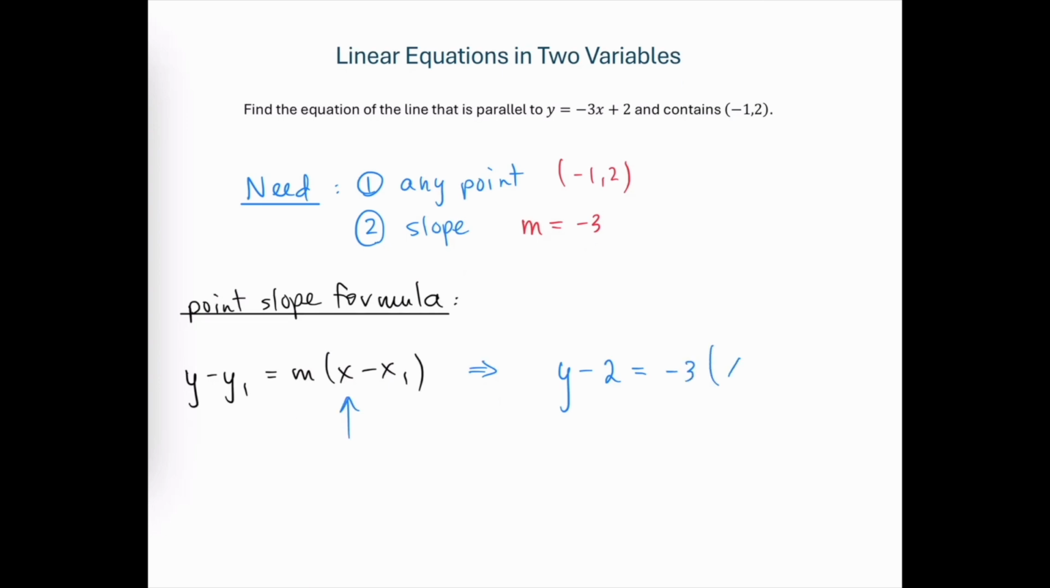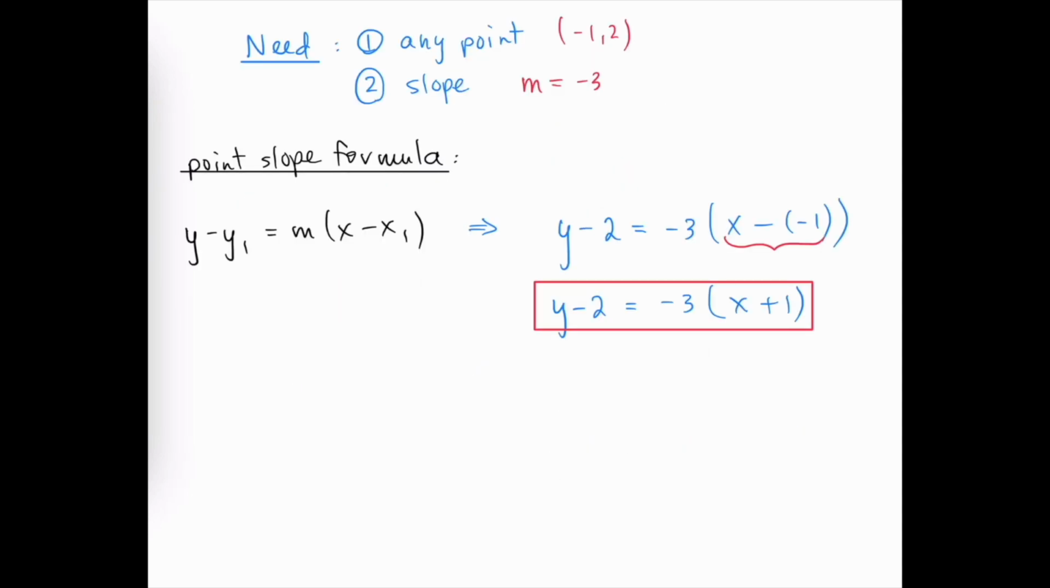We don't plug anything in for this x. This x is going to remain in the equation when we're done. And then from that, we subtract the x coordinate of the ordered pair that we're passing through, which in this case is negative 1. Now the first thing that we want to do when we simplify is to call this minus a negative a plus. So we have y minus 2 is equal to negative 3 times x plus 1. And what we have here is the equation of our line written in point-slope form.